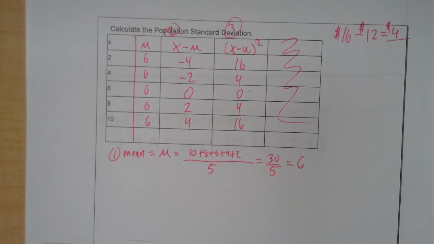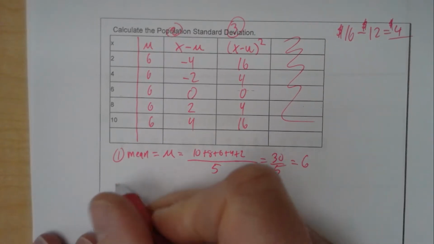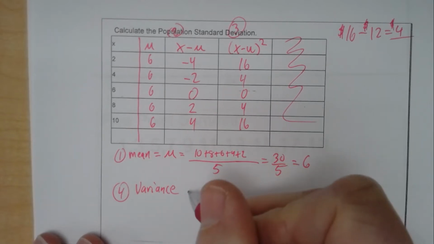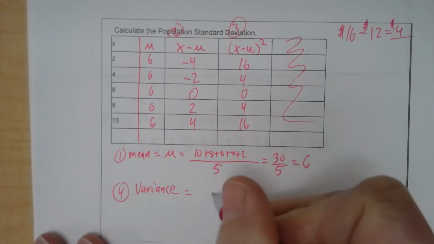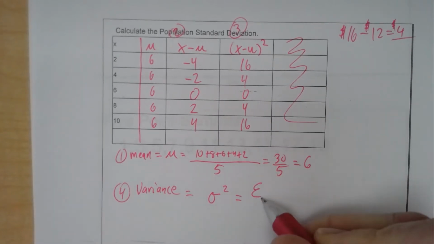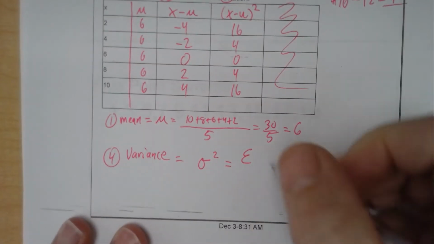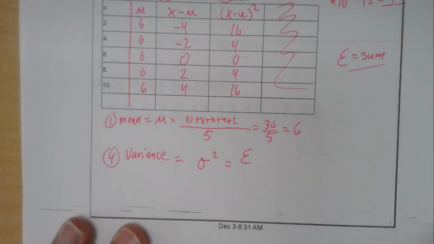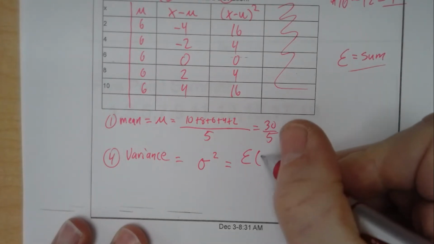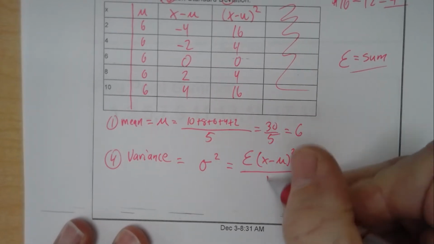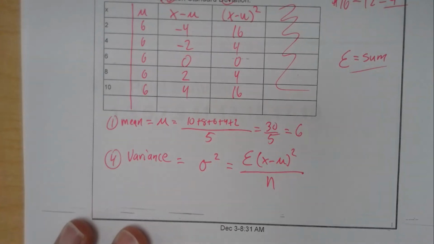Now, step 4 is to calculate sigma squared. So we're going to calculate the variance. The formula for variance, sigma squared, is equal to the sum. This right here is the summation sign. It means sum. It's a Greek letter of the alphabet. We're going to add up all of the x minus mu squareds, and then divide that by n to find the average of that.